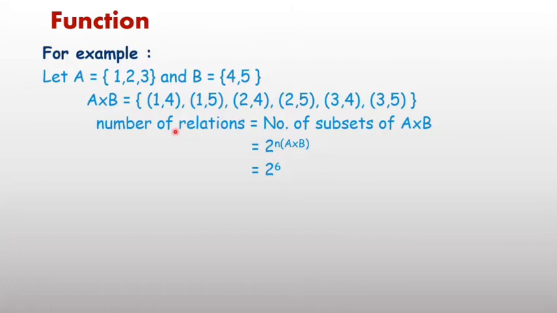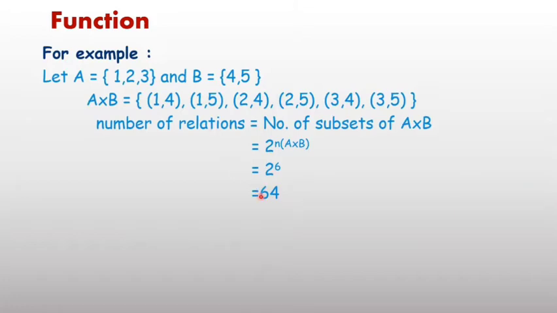Relation means a subset of A cross B. How many relations are there from A to B? The simple formula: the number of relations means the number of subsets of A cross B. And the number of subsets equals 2 power n. A cross B has 6 elements, so 2 power 6, and the value of 2 power 6 is 64. It implies there are 64 relations.